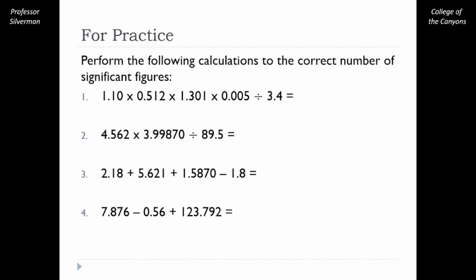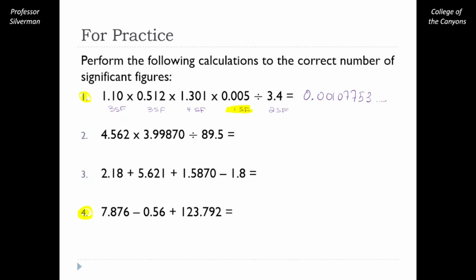All right, here are some examples and some practice problems. I'm going to go through number 1 and number 4. Number 2 and 3 are practice for you all. Here we go. Number 1, we have a whole bunch of multiplication and division. We need to follow that multiplication division rule. Let's keep the fewest number of sig figs. Once we get our answer, we're going to have to round it just to one significant figure.